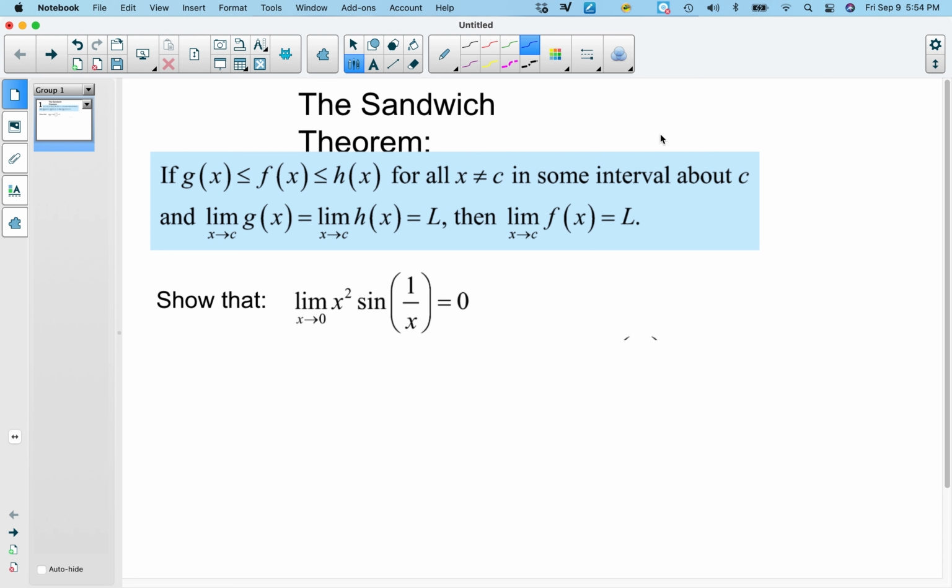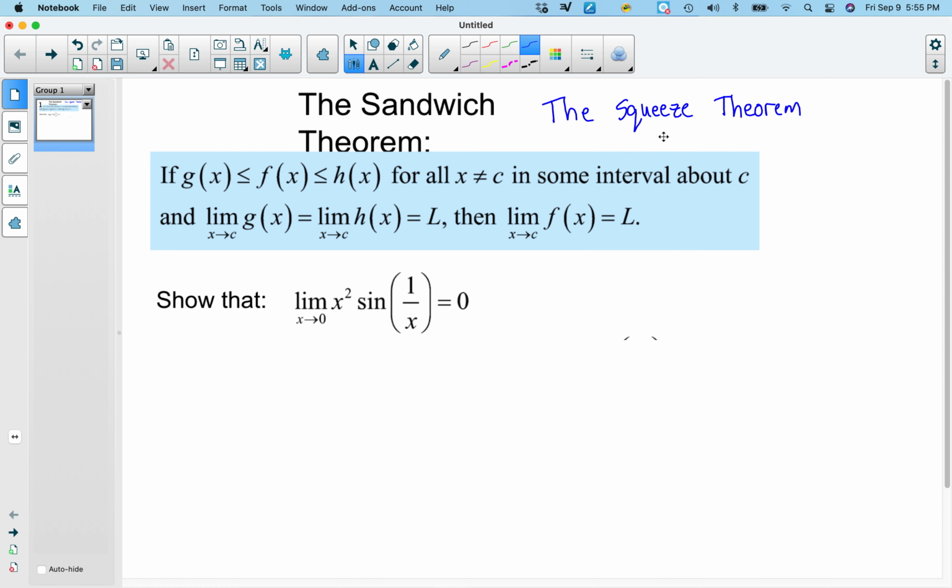Let's talk a little bit about the sandwich theorem, also known as the squeeze theorem. What this looks like: if you have a function, say f of x, and it's in between two other functions, so g of x is below f of x for all values of x not equal to a particular value we're going to look at, and f of x is below h of x. Basically f of x is sandwiched in between g of x and h of x, or it's squeezed in between. So that's where these names come from.